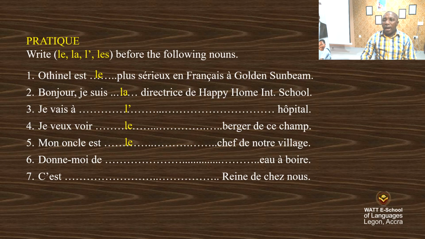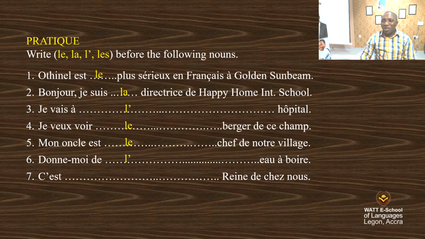Donne-moi de eau à boire. Per our studies, the rule for choosing a definite article here depends on the beginning of the word, to see whether it is a vowel or consonant or a silent H. Here we have a vowel. Therefore, we are going to use l', by saying, donne-moi de l'eau à boire. Please get me this one.